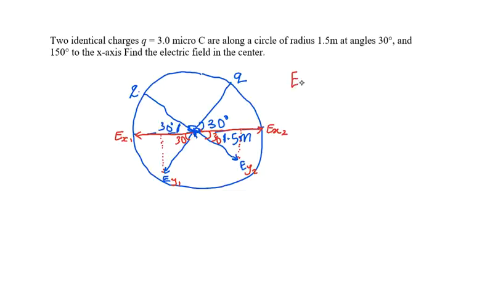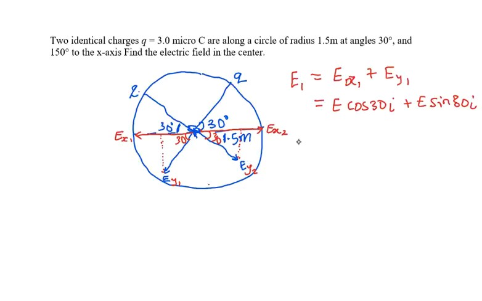is equal to the electric field in the x direction Ex1 plus the electric field in the y direction Ey1. And this is equal to Ex1, that is E cos 30 i plus E sin 30 j.